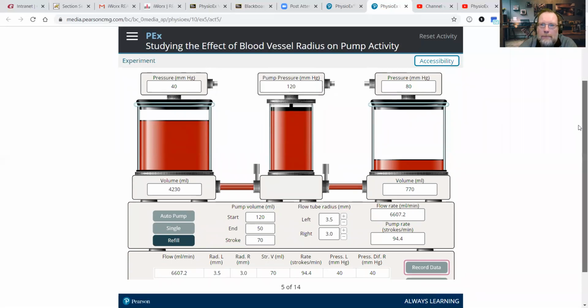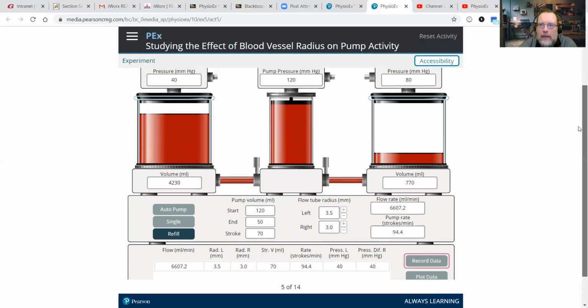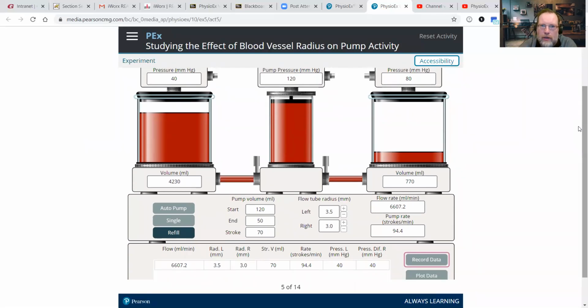So that difference in pressure from systolic to diastolic is going to be something that we look at in the clinic beyond just whether these two numbers are off.